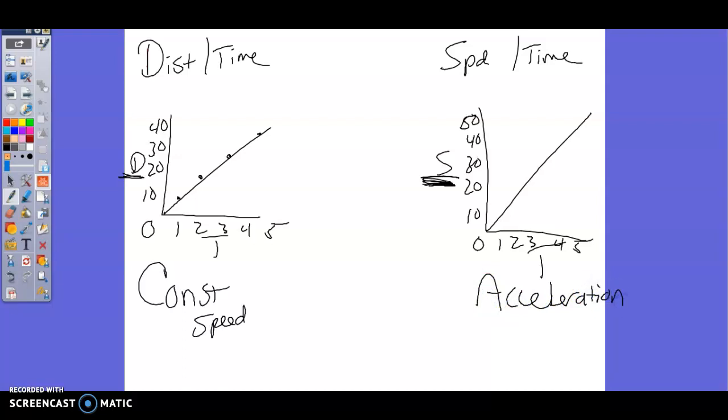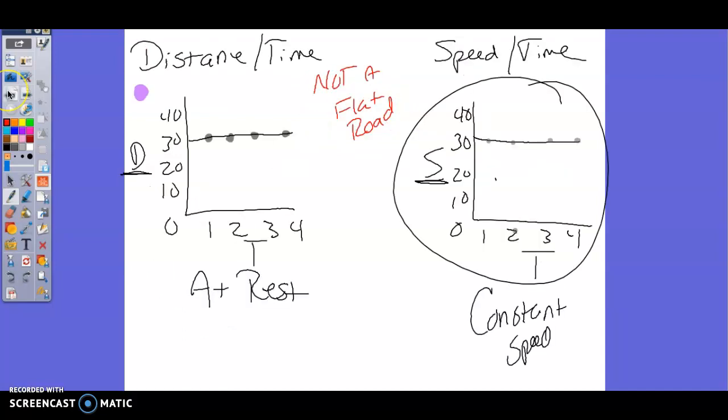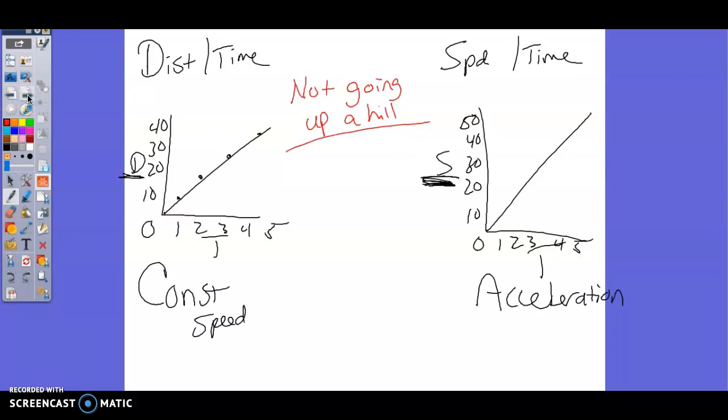Now, there's a huge misconception that people have about this. What is this not? This is not showing a car doing what? This is not going up a hill. Again, do not confuse this with the shape of the road. Not a flat road, not going up a hill. Not going up a hill. You've got to be very careful with that.